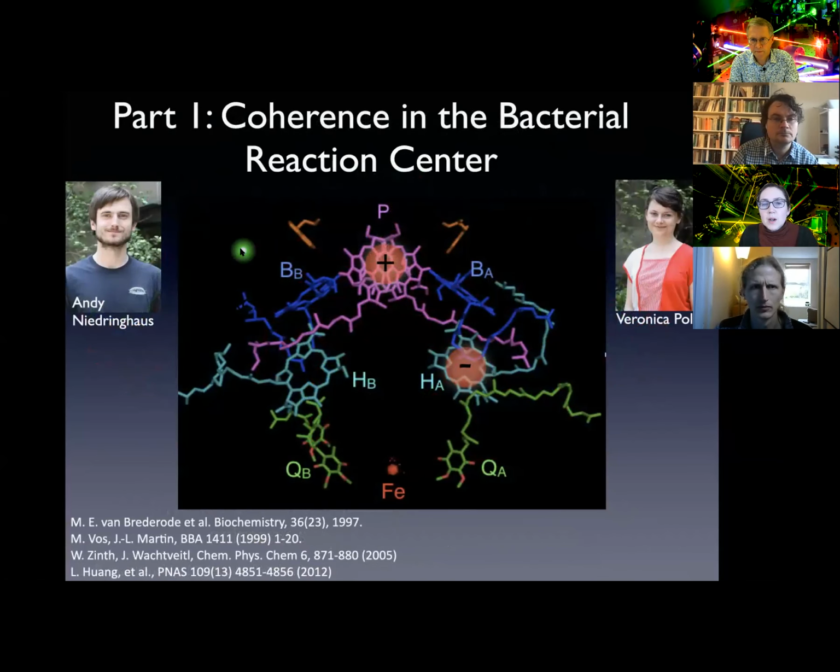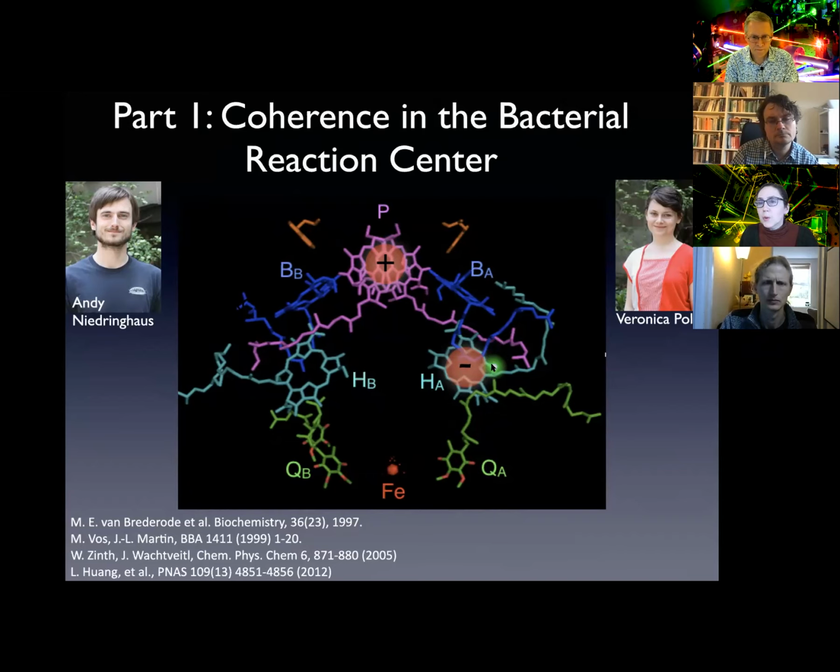So in the first part of the talk, I'm going to talk specifically about our observations of coherence in this bacterial reaction center. Here I'm showing the structure. This looks like it has twofold symmetry. However, the protein breaks that twofold symmetry, and electron transfer happens along the A branch, leading to this initial charge separated state. So the electron moves on to the quinone here, but I'm going to talk about the events leading up to this initial charge separated state.